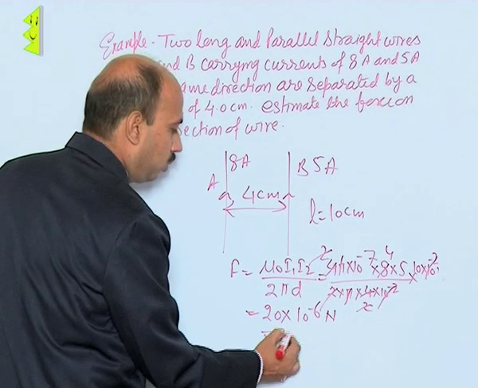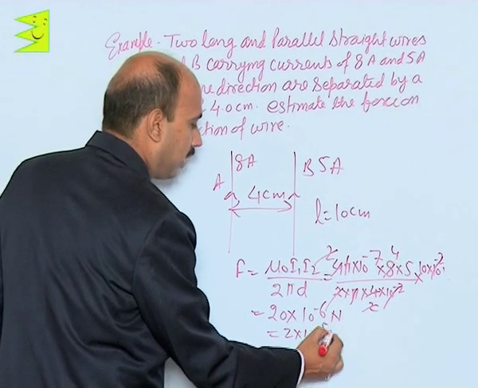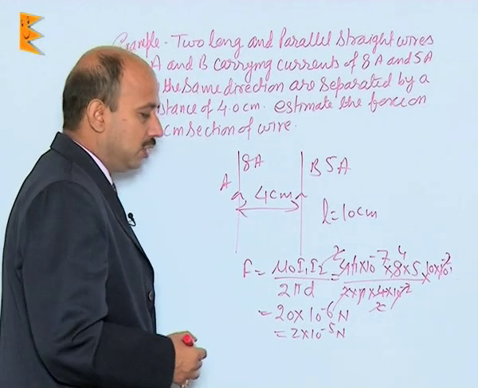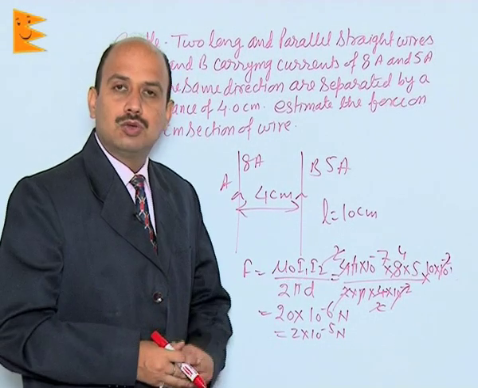So we can write here 2 into 10 raised to power minus 5 Newton, and this is an attractive force, it means both the wires are attracting towards each other.